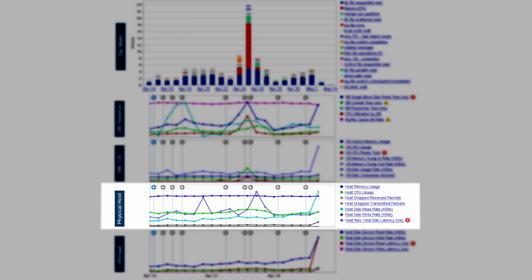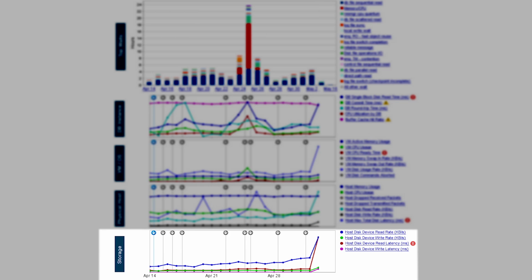The physical layer represents what is happening on the actual machine. Its statistics represent the activity from all the VMs that are running on it. Finally, we see the layer that shows storage details, like SAN, NAS, and/or DAS.